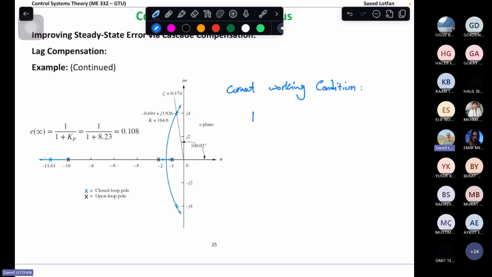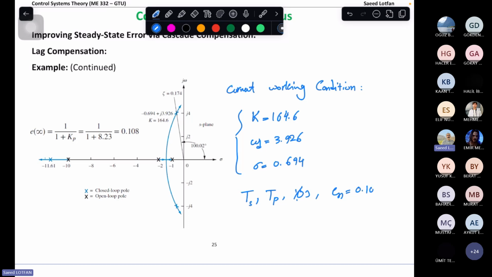What is important for us is K is 164.6, omega d is 3.926, and sigma is 0.694. Based on these, we can find the settling time and the peak time. The overshoot is known also. We can find the steady state error as shown here, 0.108. So for the working condition, we can calculate settling time, peak time, and overshoot, and we are using the second order approximation. It worked well, it's okay because the third pole is in the LHP, okay?